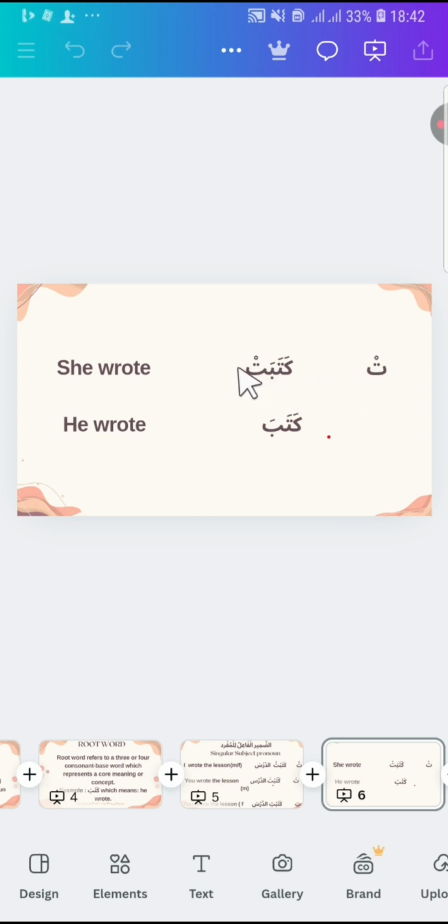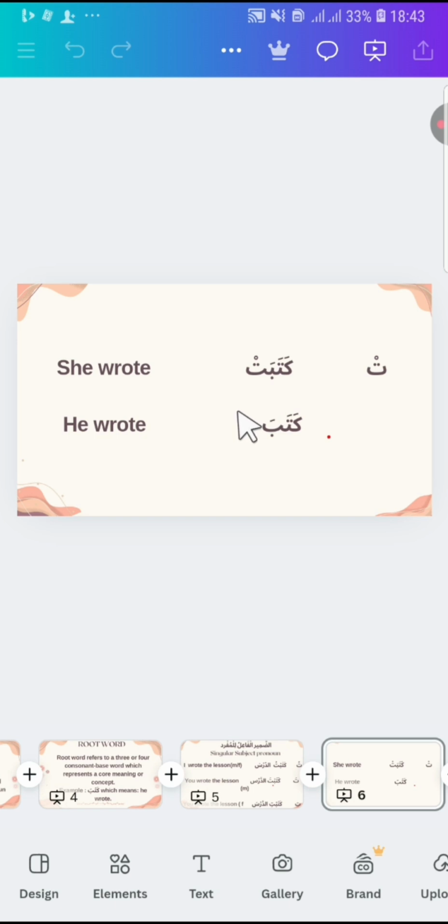This fatha on top of the ba. We always say that this is ad-damirul mustatir, the hidden pronoun, which means that it is not written down but is known through the meaning. So kataba, he wrote. Mostly, if the last letter of a word carries fatha and is in the singular form, it always means he did something. Kataba, he wrote.